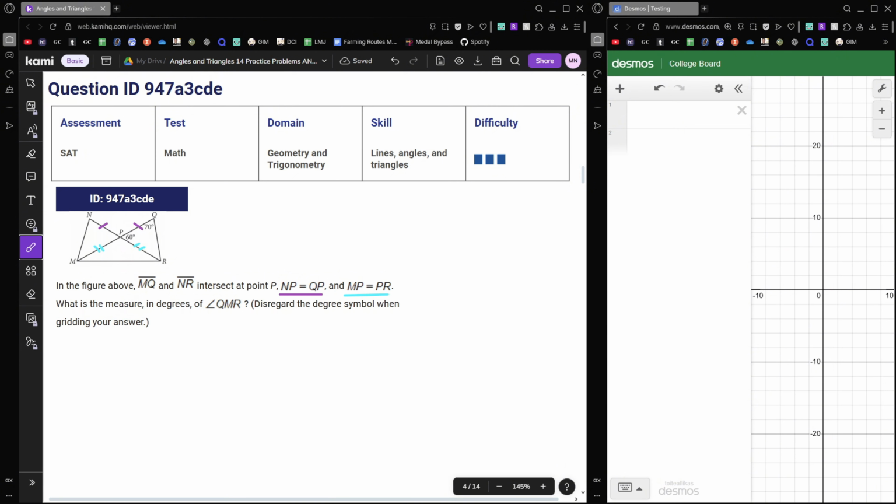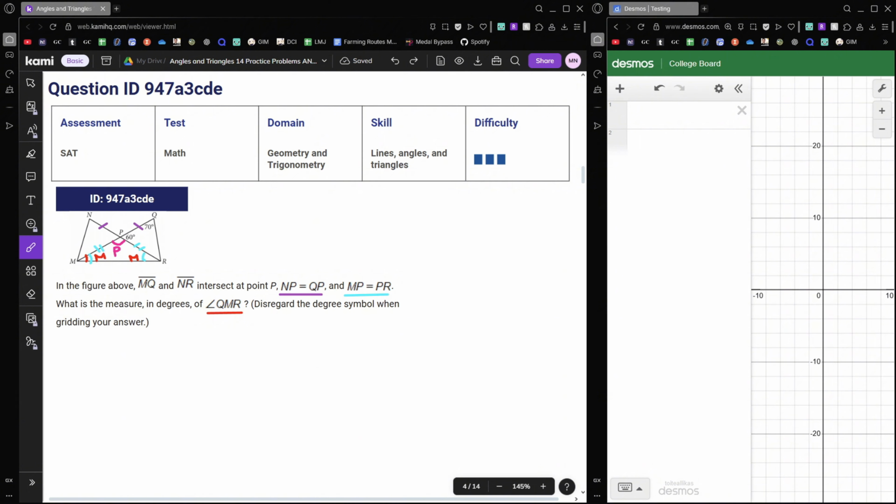And remember, in an isosceles triangle, the two base angles, so this angle and this angle, are equal to each other. They're congruent. What is the measure in degrees of angle QMR? QMR, we're trying to find the measure of this angle right here, which I'll call angle M because of the M. Now remember, this angle is also congruent to this angle, so I'll also label the angle on the right as angle M.